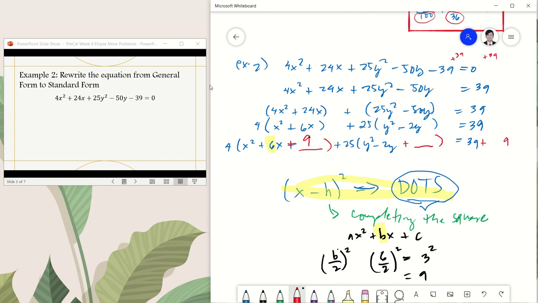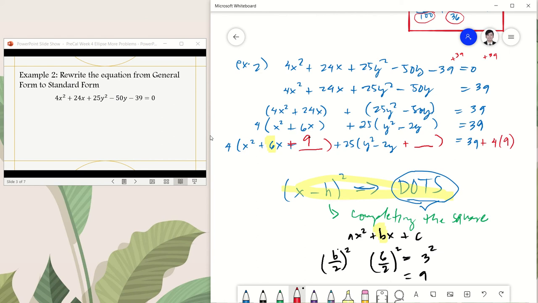But take note, outside the group, meron tayong 4. So, hindi lang 9 yung dinagdag natin. So, meron ding 4. So, dapat may 4 din dito. So, 4 times 9. So, just like this, if we distribute this, it will become 4 times 9. So, ganyan din sa right side.